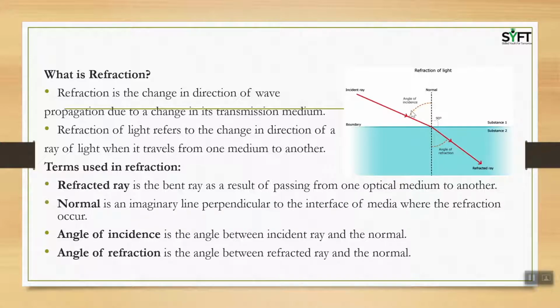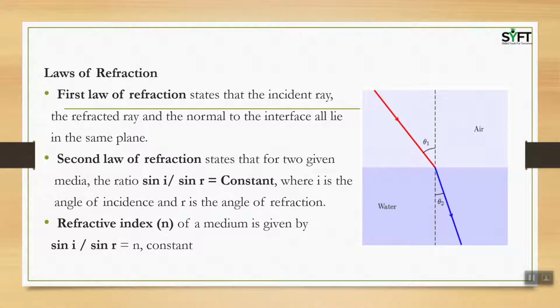Angle of incidence, this is your angle of incidence. It is between the normal and the incident ray. Then your angle of refraction is between the normal and the refracted ray. So now you got clear how we can use these terms. Now we will go through the laws of refraction.